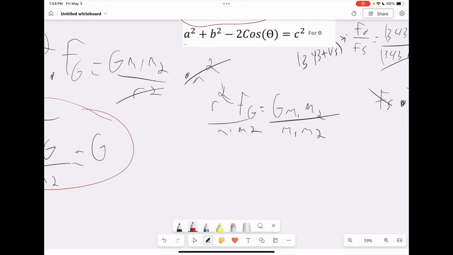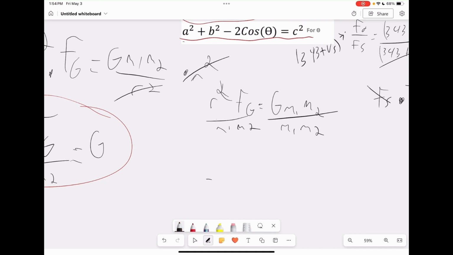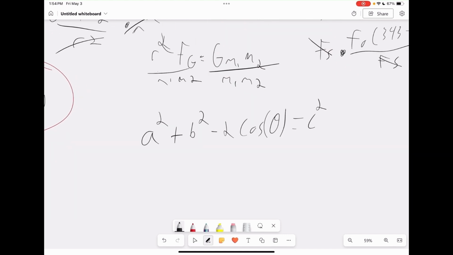Okay, last part. This one's a little bit tricky. We have a squared plus b squared minus 2 cosine theta equals c squared. So let's try this last one. Let's get this theta term by itself. We want to solve this for theta. Solving for the angle in a trig expression can be a little bit tricky, but let's try it out. First, we want to get this cosine theta term by itself. We're going to subtract a squared and b squared first, so we get negative 2 cosine theta equals c squared minus a squared minus b squared.